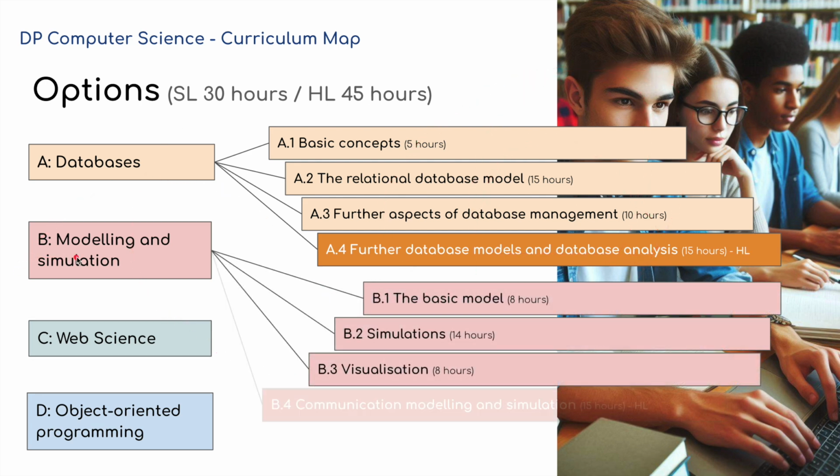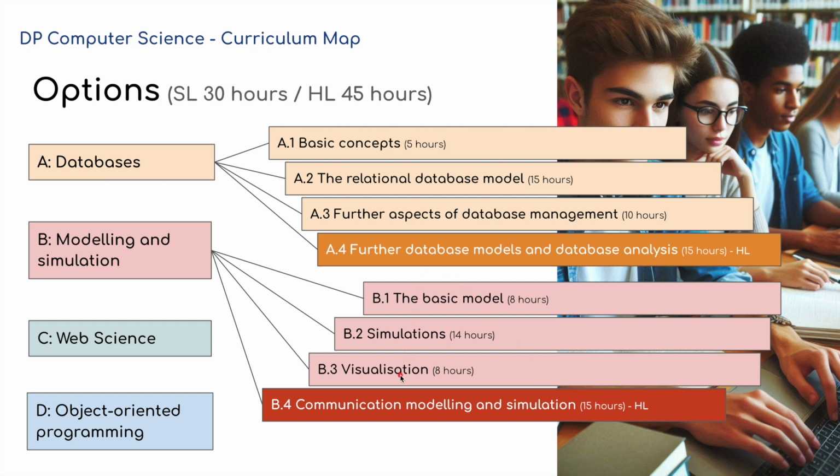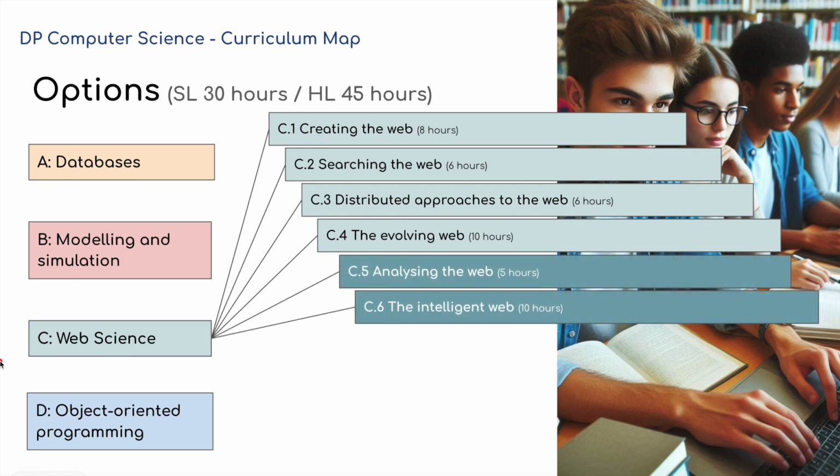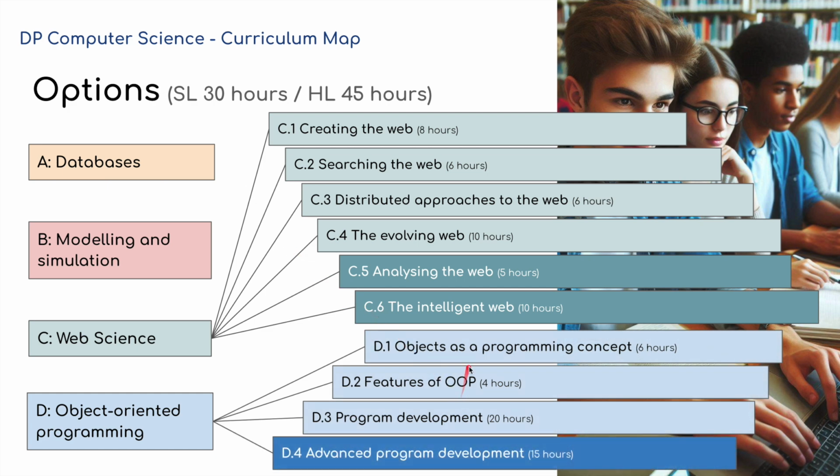Okay, for part B, we've got modeling and simulation, again, broken down into three parts, but then there's an additional 15 hours of study for the higher level, computational modeling and simulation added to that. The basic model, simulations, and visualization. We then move on to web science, which is broken down into 4 units plus an additional 2: creating the web, searching the web, distributed approaches to the web, the evolving web, analyzing the web, and the intelligent web. And then finally, object-oriented programming, split into 3 parts, similar to option A and option B: objects as a programming concept, features of OOP, program development, and advanced development.